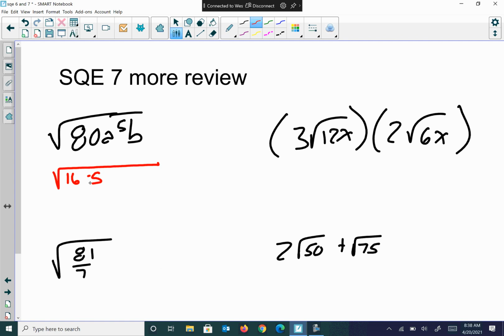Now, if you don't see it that way, that's okay. Realize you could break 80 down to 2 and 40. You could break 40 down to 2 and 20. You could break that down to 2 and 10, break that down to 2 and 5. And 1, 2, 3, 4, that gave me the 16. Okay? And then I'm going to break a to the 5th down to a to the 4th times a and then b to the 1st, right?